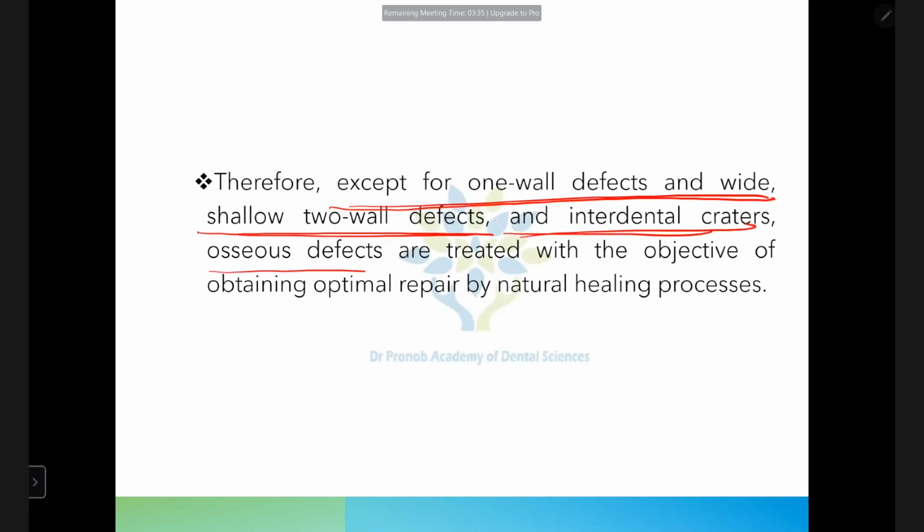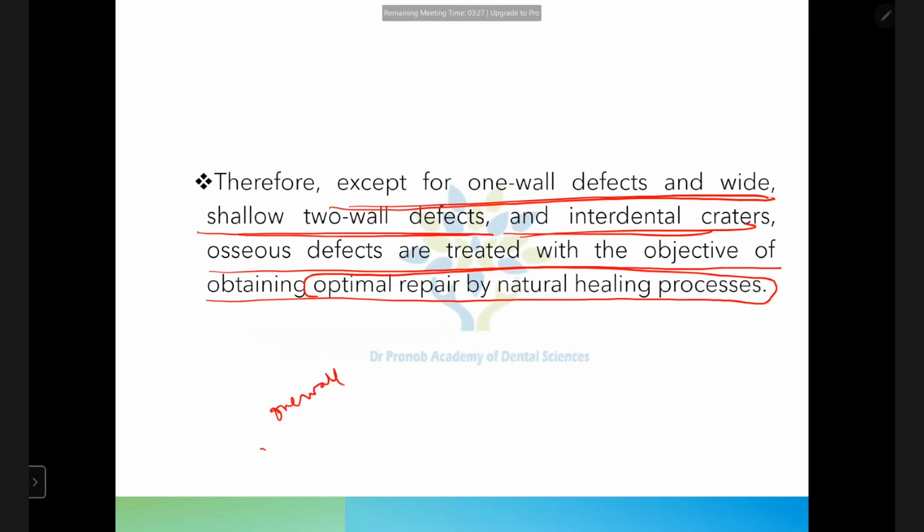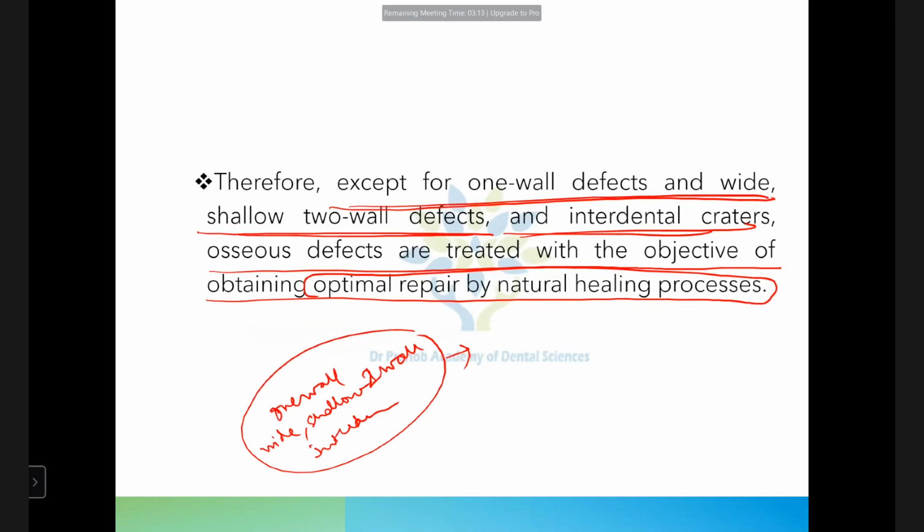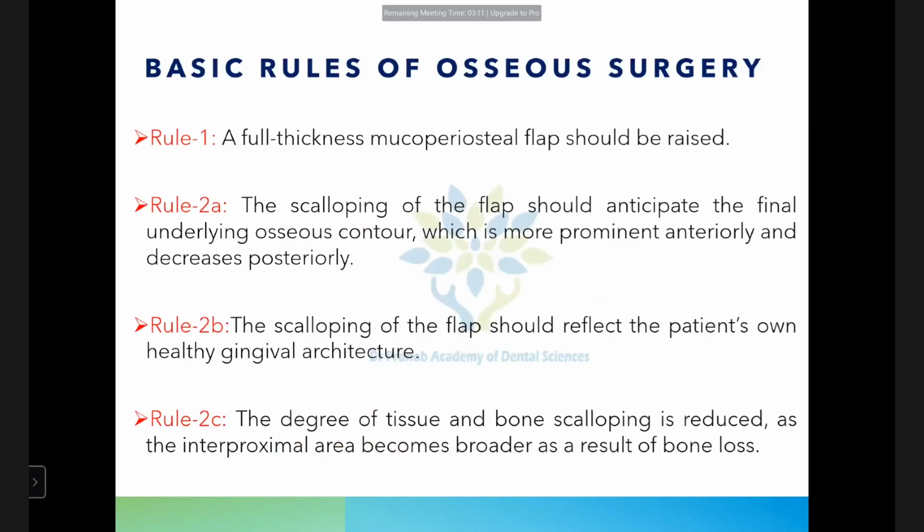Okay, so except for the one wall defects, wide shallow two wall defects and interdental craters, all the osseous defects are treated with the objective of obtaining the optimal repair by natural healing process. So for one wall defects, for wide shallow two wall defects and for interdental craters, we are going with the resective osseous surgical techniques. For the rest, what are we trying to do? We are trying to regenerate. We are going with the additive surgical techniques.